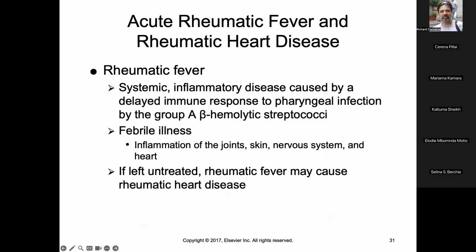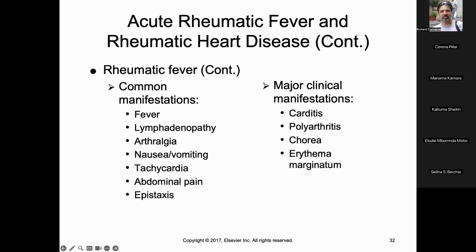Acute rheumatic fever. It's a systemic inflammatory disease caused by delayed immune response to pharyngeal infection by group A beta hemolytic strep. It's a febrile illness causing inflammation of the joint, skin, nervous system, and the heart. And if left untreated, it can cause rheumatic heart disease. Okay. Common manifestations: fever, lymphadenopathy, arthralgia, nausea and vomiting, tachycardia, abdominal pain, and epistaxis. Major clinical manifestations: carditis, polyarthritis, chorea, and erythema marginatum.